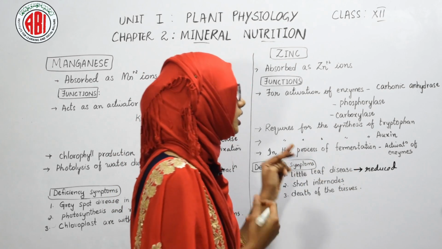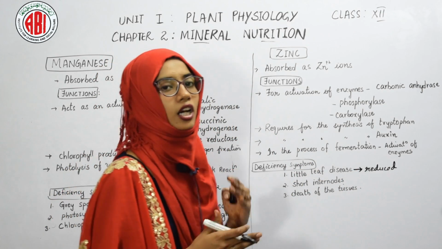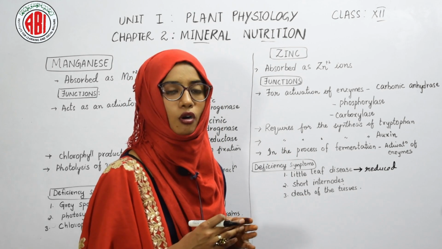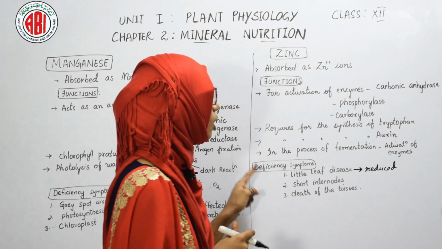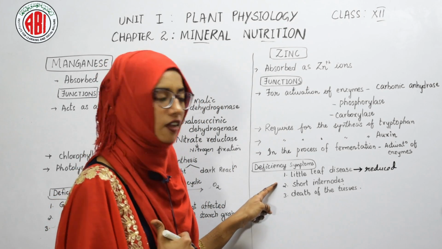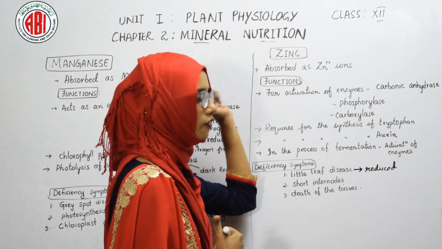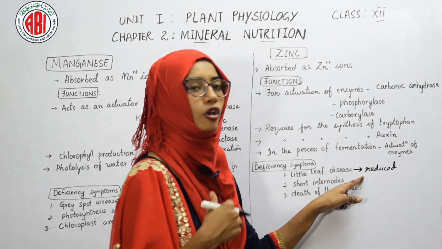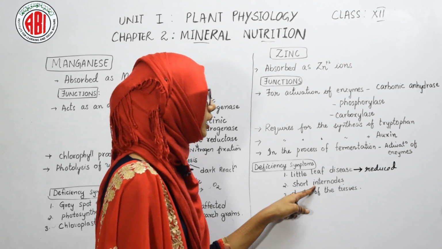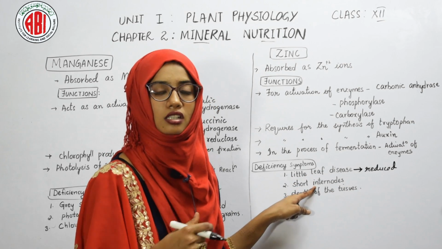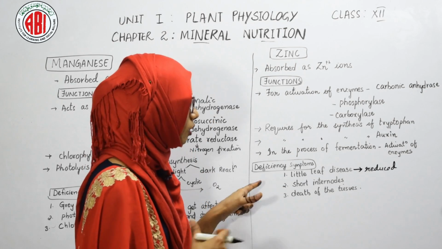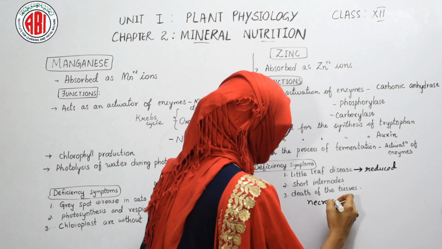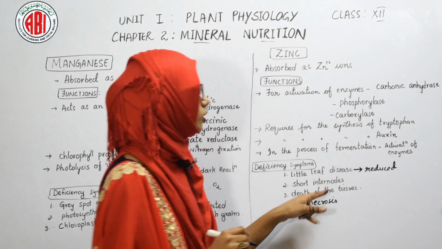Now when the leaf size becomes shorter, the rate of photosynthesis would get affected, and plants cannot produce carbohydrate in a large amount. So the carbohydrate production will also be affected when there is a deficiency of the element zinc. Due to the less production of carbohydrate, the internodes get shortened, and we can see the stunted growth of the plant. And also we can observe necrosis, which is a technical term for the death of the tissues.